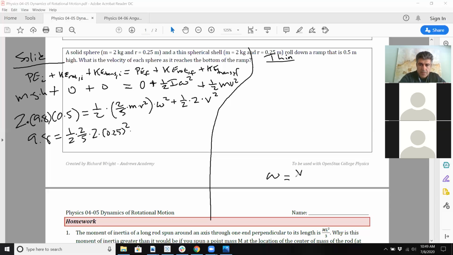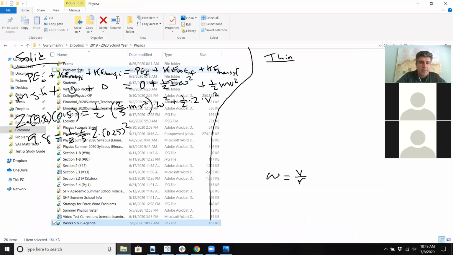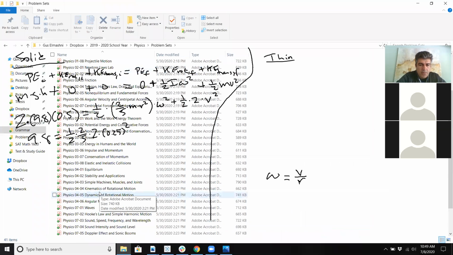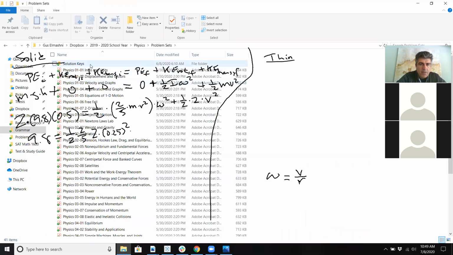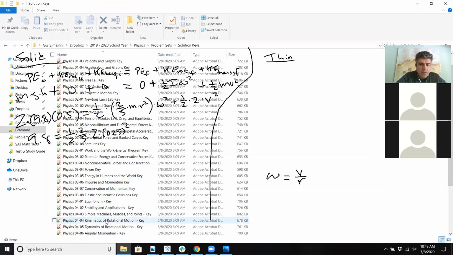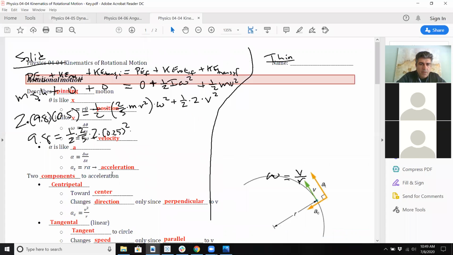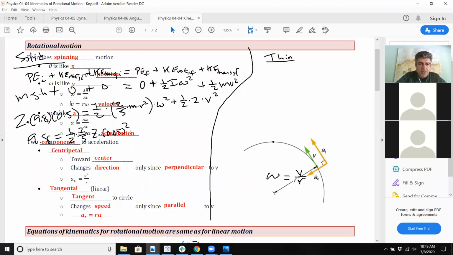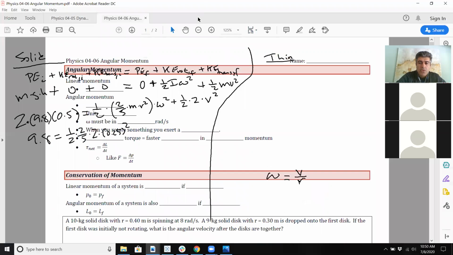velocity over radius. So you might remember this from our notes the other day on 4.4. Yeah, it's kind of hard to see, but the velocity is r times omega, or omega is v over r. So you do have to use that also. So we do know that, so v is omega times r, omega is v over r. So we're going to do a substitution.